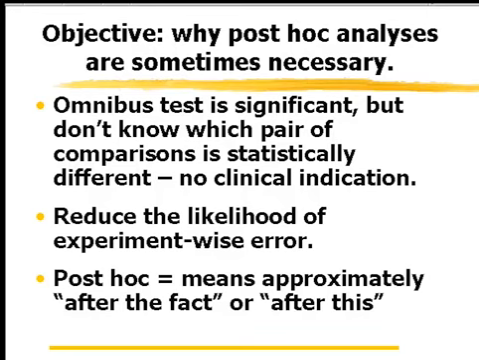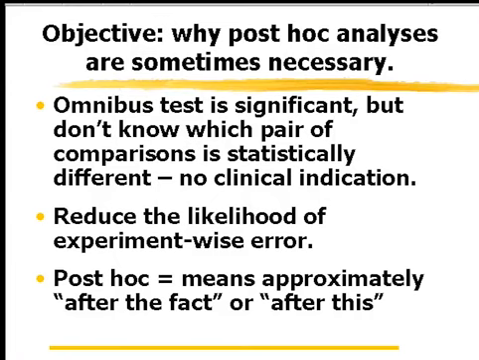And sometimes they are necessary because the omnibus test of the analysis of variance was statistically significant. In other words, the calculated F ratio was greater than the critical F ratio, but we don't know which pair of comparisons is statistically different. There is no a priori, or in advance, clinical indication as to why one set of comparisons should be significant and another should not be.